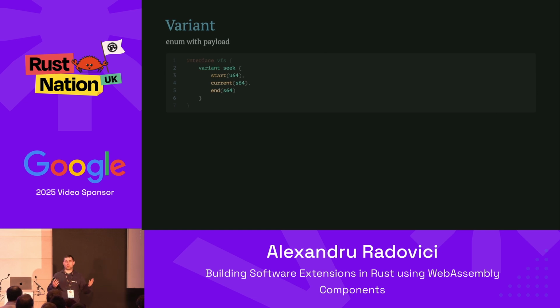Of course, you can ship numbers. So U64, S64: U64 is unsigned, S64 is signed. And you have strings. The type string actually exists, and it's a UTF-8 encoded Rust-style string.